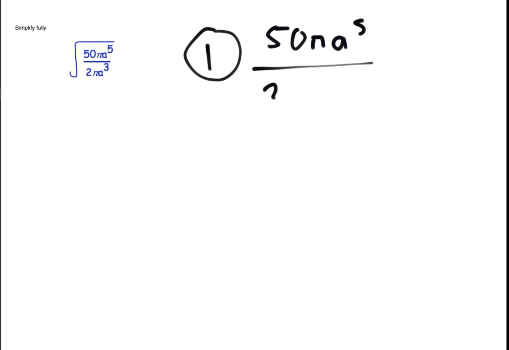So we're now going to look at another difficult example. We've been asked to work out the root of 50 pi a to the power of 5 divided by 2 pi a to the power of 3. So our first step is to ignore the root for now. Let's just write it as a normal fraction. So 50 pi a to the power of 5 over 2 pi a to the power of 3. So we're just going to use simple division to work out the first two parts. 50 pi divided by 2 pi. The pi's will cancel out. And then we do 50 divided by 2, which is 25.